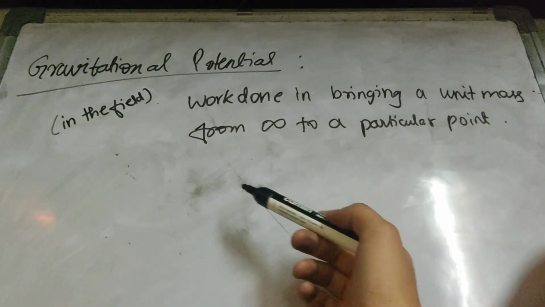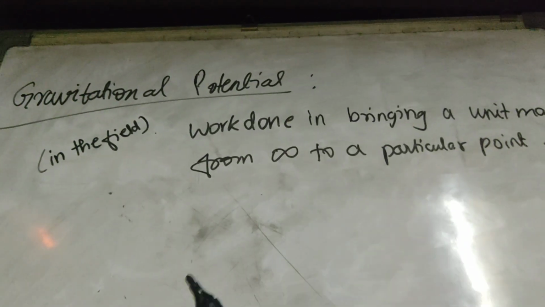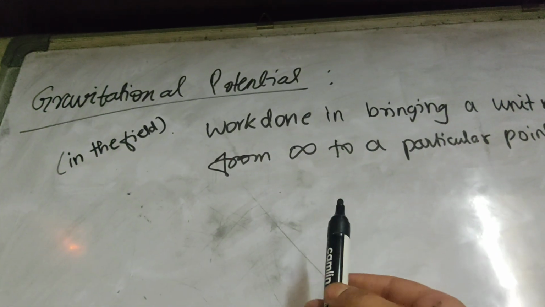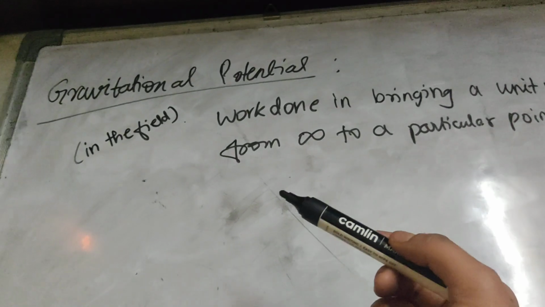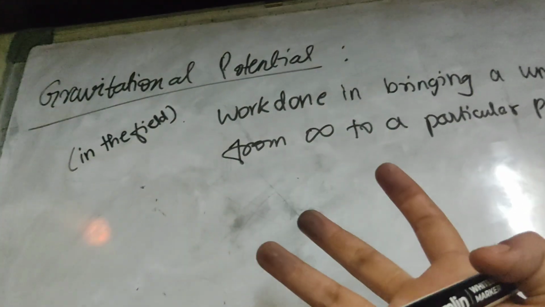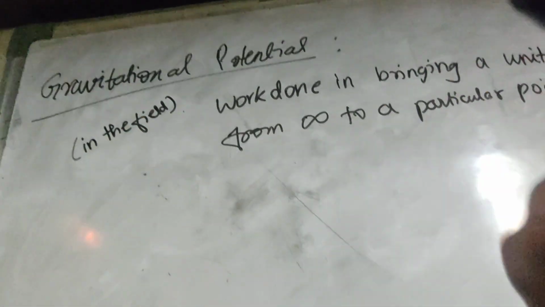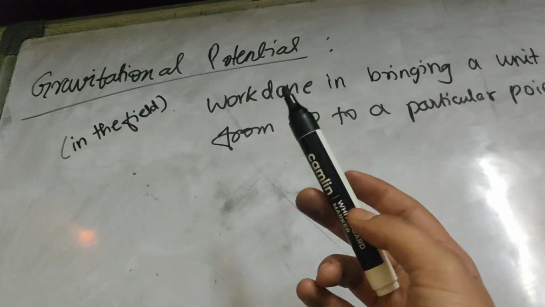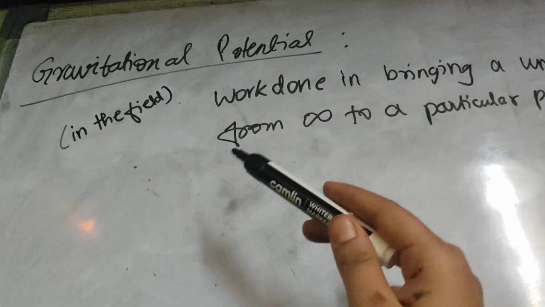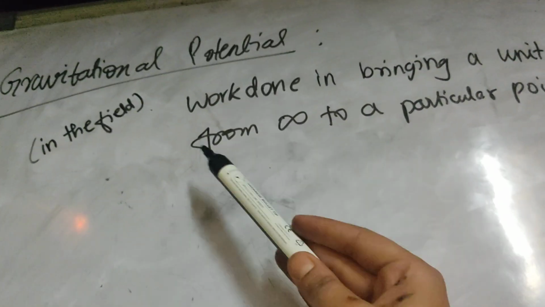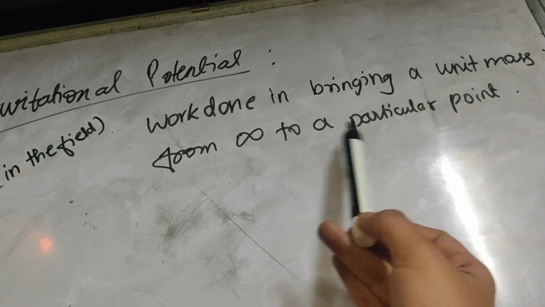So next topic is gravitational potential. Let's move on to the next topic, gravitational potential. So in gravitational potential, what is potential? Potential means how much work we can do, right? We will say, no, we have more potential than yours. So potential means work done. So gravitational potential, it is in the field. Again, we will consider the gravitational field. In that, it is the amount of work done in bringing a unit mass from infinity to a particular point.